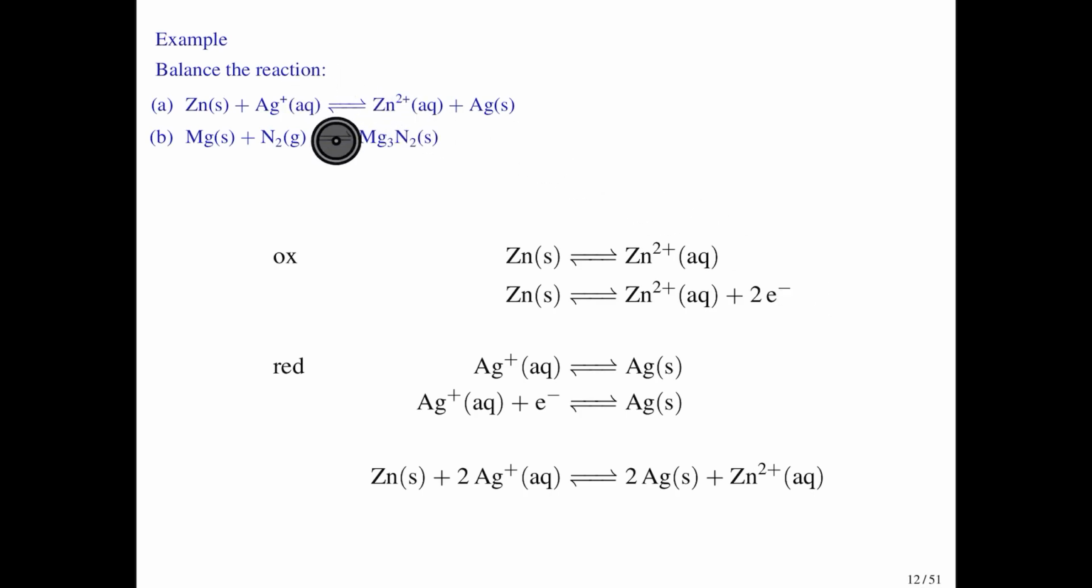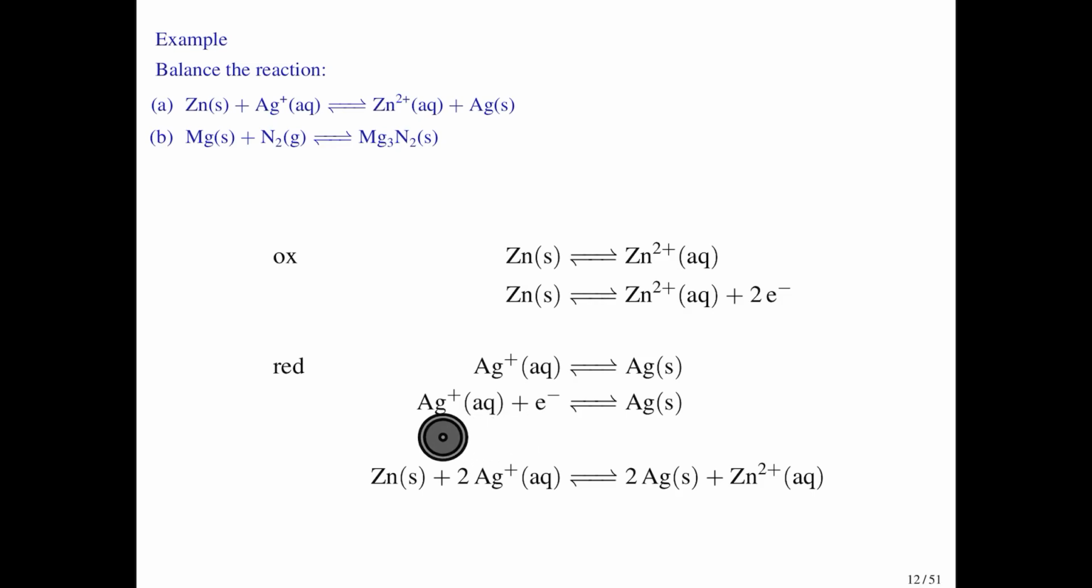So we take the silver plus, put it on one side, put the reduced form, the silver, on the other side. We balance with respect to atom type. It's already balanced. We've got one silver on each side. Next thing we want to do is balance with respect to charge by adding electrons. Here you wouldn't want to add any electrons to the product side because that wouldn't help you.